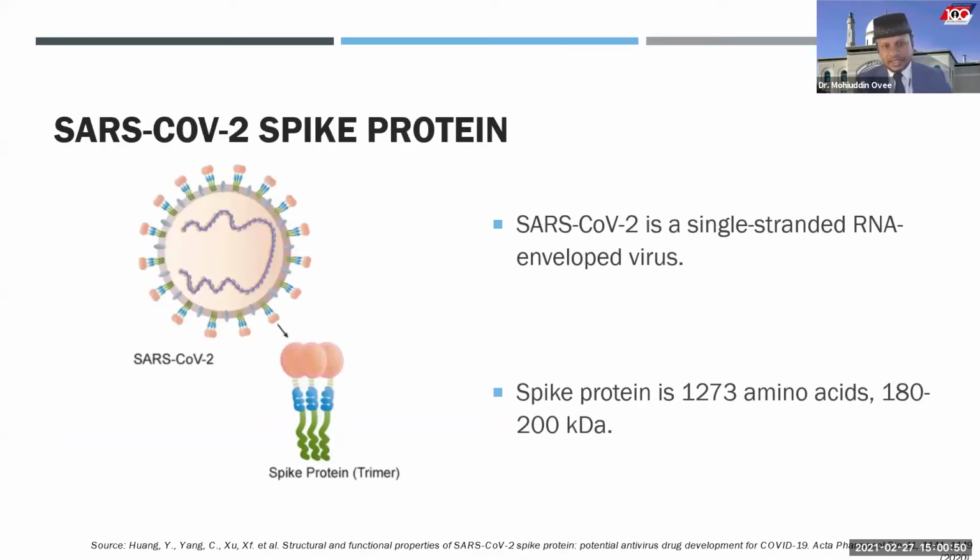As you can see in this schematic diagram of the coronavirus, the spike protein forms a trimer, so three proteins coming together and protruding outside the surface of the coronavirus. Each of these proteins is about 1,273 amino acids long. You can think of amino acids as building blocks of the protein. If a protein is thought of as a building, then amino acids would be the bricks of that building. And they are about 180 to 200 kilodalton in size, which is, in rough estimate, nanometer range in length.